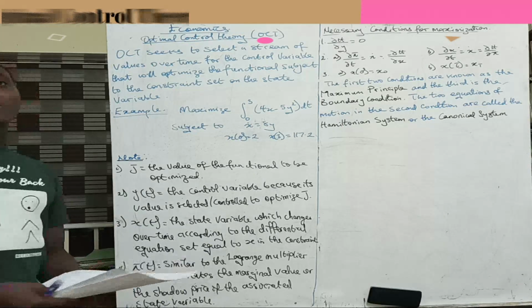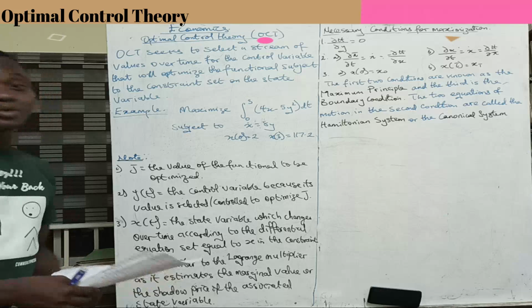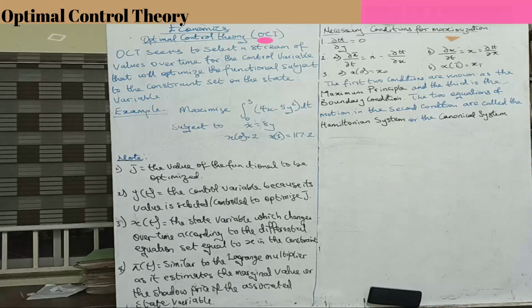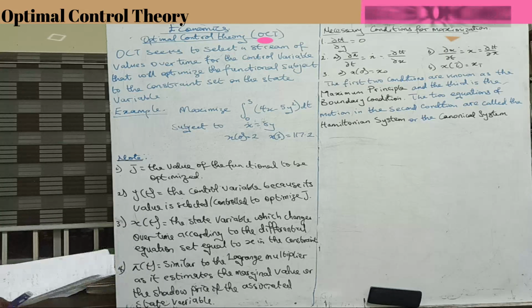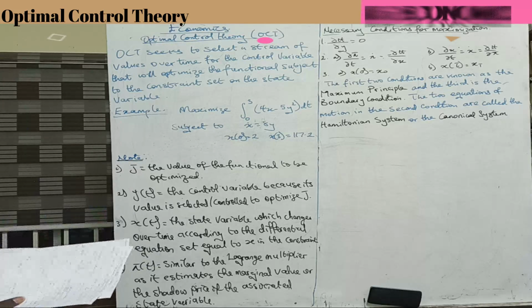Yeah, so optimal control theory. At last, finally, the almighty OCT. Here we are today. All right, so optimal control theory, OCT, is the abbreviation for it. Optimal control theory seeks to select a stream of values over time for the control variable that will optimize the functional subject to the constraint set on the state variable.